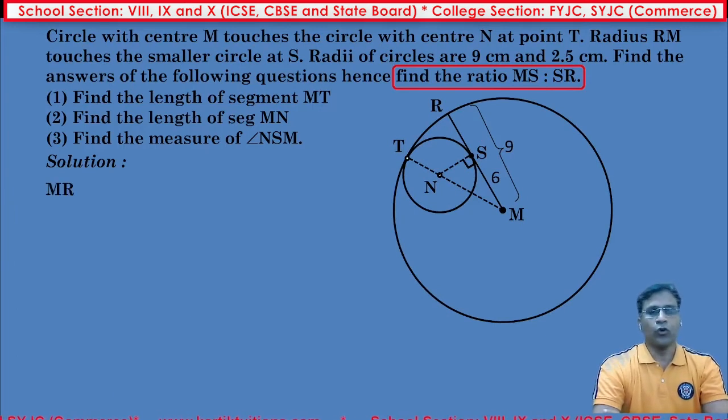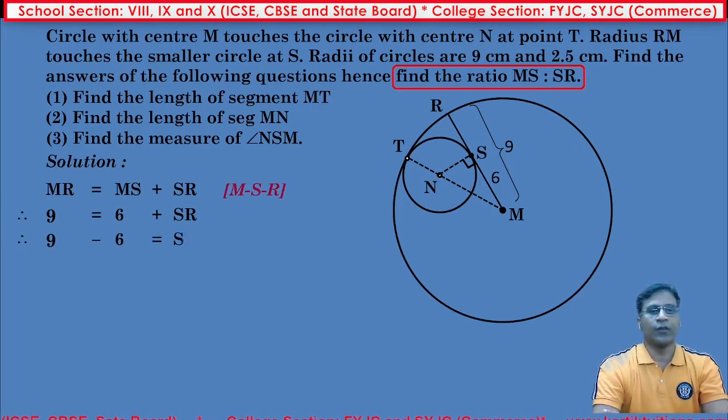Now as I told you, MR is made up of two parts, MS plus RS, M-S-R. Now how much is MR? 9. So 9 is equal to 6 plus SR. So SR is equal to 9 minus 6. That will become 3 centimeter.